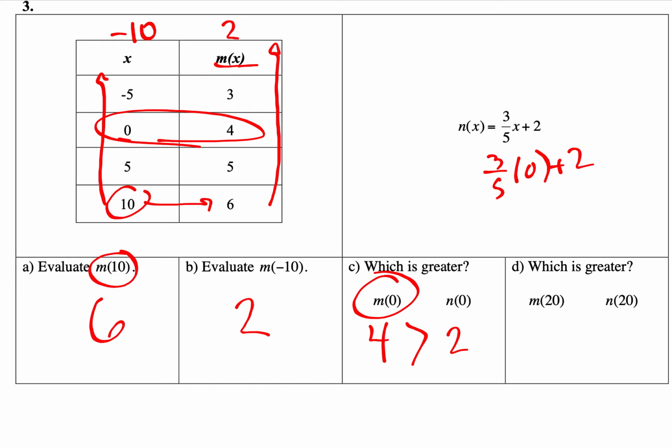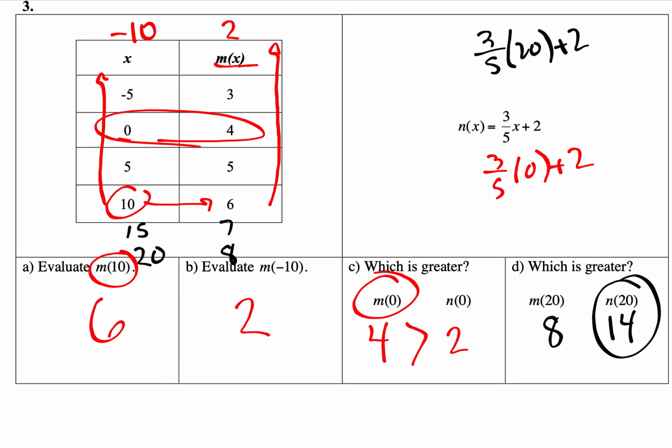M of 20, we're going to have to keep the pattern going down a couple more spaces. 5, 10, 15, 20, and 5, 6, 7, 8. So M of 20 is 8. N of 20 is 3/5 of 20 plus 2. 3/5 of 20 is 12, plus 2 is 14. So N of 20 ends up being greater.